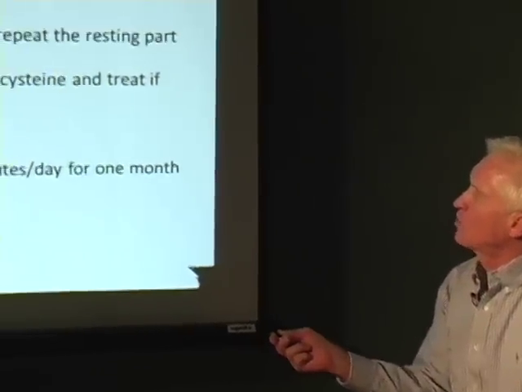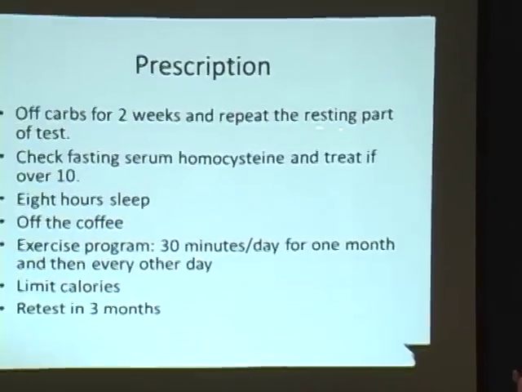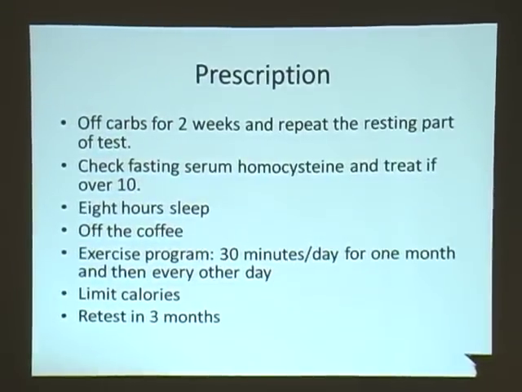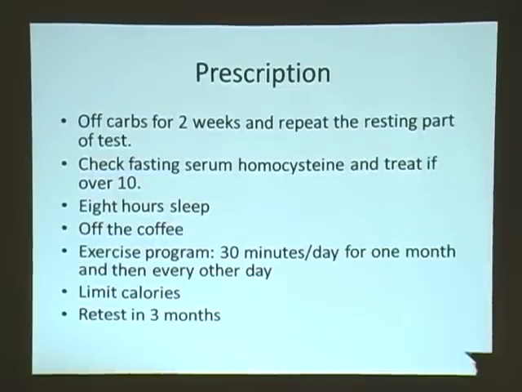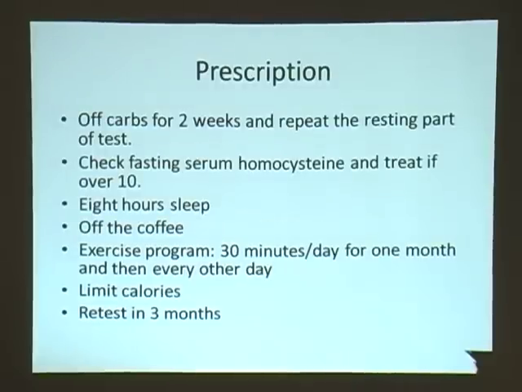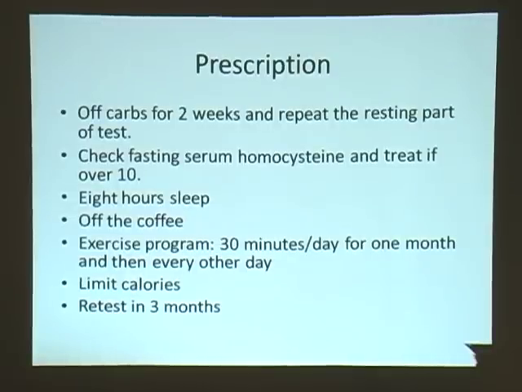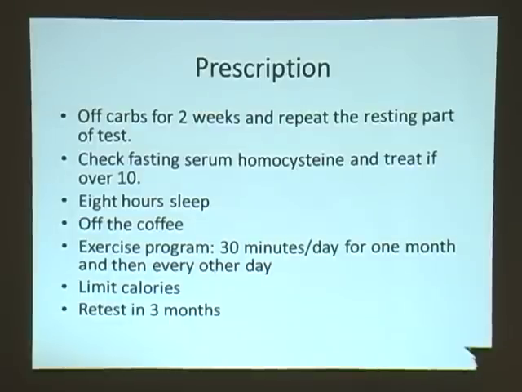So here's his prescription. Here's what we came up with in this particular patient. He needs to be off carbs for 2 weeks and then repeat the resting part of the test. What's going to happen, I can tell you, is that his resting fat metabolism is going to go up rather dramatically. And as his resting fat metabolism goes up, this is going to improve his overall cellular energy production rather dramatically. And that's going to affirm to us and to him, you know what? I'm one of the slow oxidizer types. I just got to watch the carbs. I'm not a fast oxidizer, sucking down carbs all day long kind of guy.